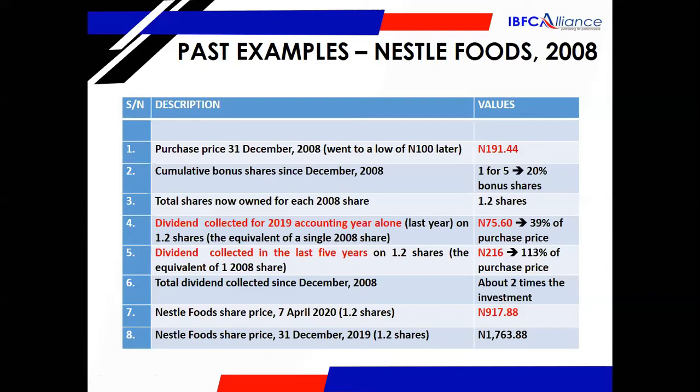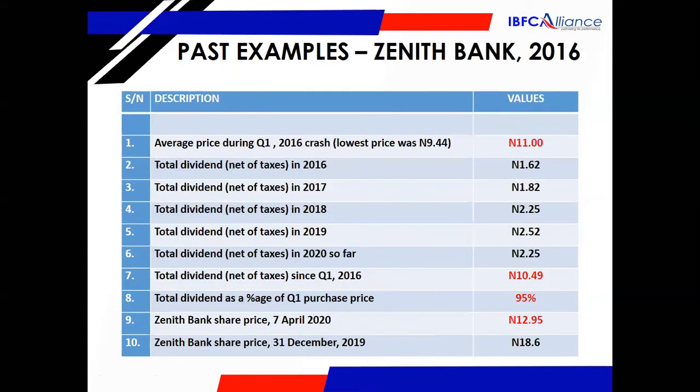Okay, let me show other examples, because we actually have 4 examples here. So this is Nestle. Some of you might think, 2008, that's 12 years ago. Who wants to invest for 12 years? Okay, let's look at Zenith Bank. It was actually 2016 Q1. Again, that was the time that Naira was going through devaluation. That was the time that Nigeria was entering economic recession for like the first time in 20 years.